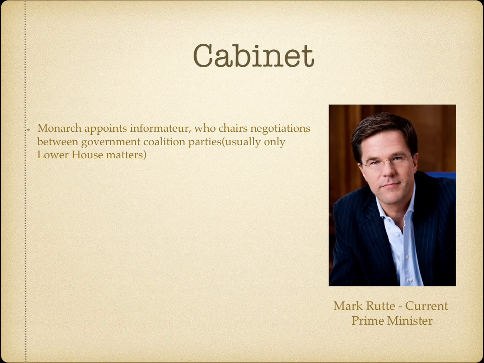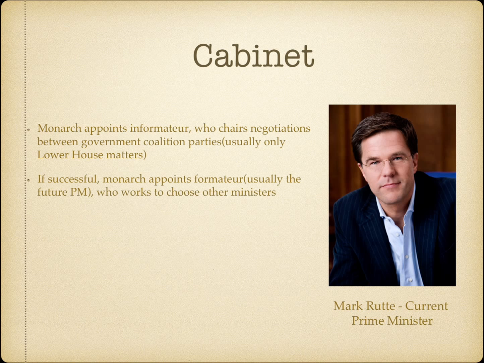After every election, the monarch appoints an informateur who chairs negotiations between the government coalition parties, the parties who get the most seats. Only the lower house matters usually. And if successful, the monarch appoints a formateur, which is essentially the future prime minister, to choose other ministers. Then the monarch officially chooses them. This is a long process that usually takes months.